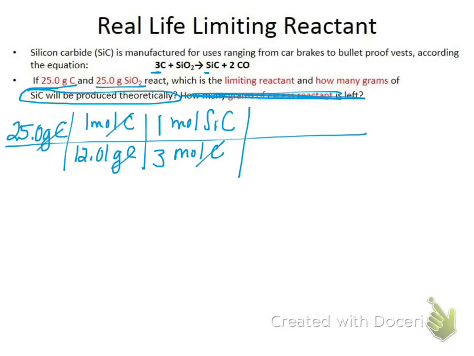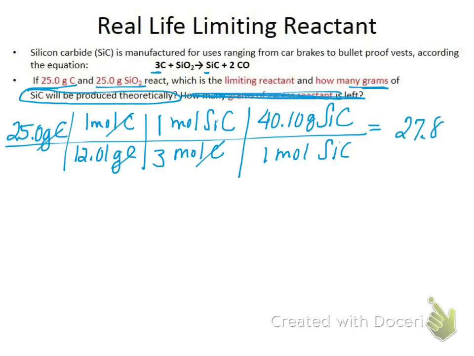It's asking for how many grams, so I got to use molar mass of silicon carbide. So 1 mole of silicon carbide, and then I add up silicon plus carbon, and I get that molar mass is 40.10 grams of silicon carbide. And then I do that math, multiply the top, and divide by the bottom, and I get 27.8 grams of silicon carbide.